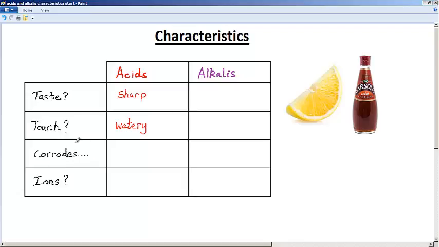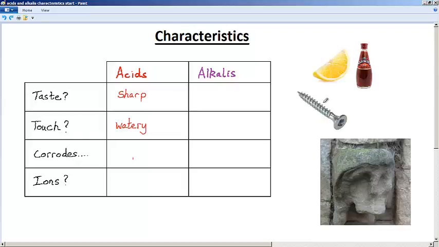What about whether an acid or alkali corrodes, for example? Now, corrodes means, does it dissolve other substances? Well, let's have a look at acids. So one substance that acids will dissolve, and either lemon juice or vinegar will do this, is metal. And we've got an example of a galvanized screw.